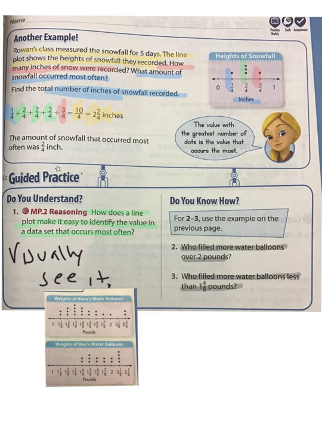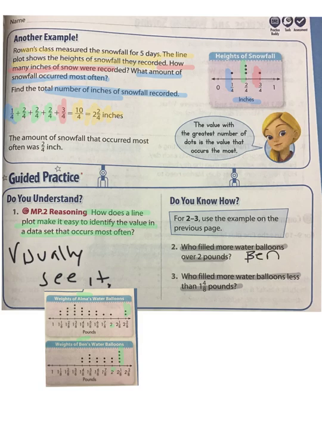So who filled more water balloons over 2 pounds? So if we look at 2 pounds, we're not going to count 2 pounds, but who filled more over? So it looks like Elma filled 2 and Ben filled 4. So Ben filled more. So I'm going to write Ben here.